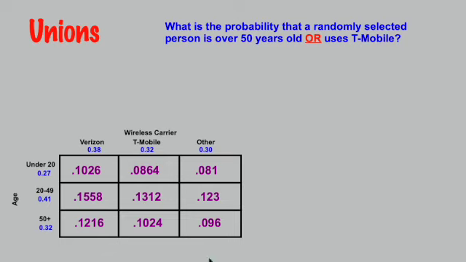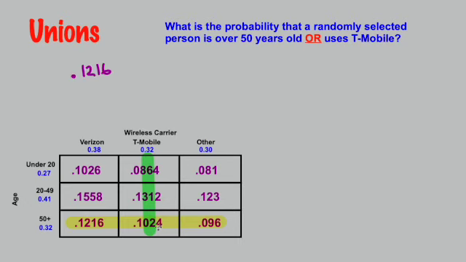So I'm going to highlight the 50 or older. There's my 50 or older right there. And then I'm going to highlight my T-Mobiles, which are right here. What you're going to need to do is look at every single box that has either yellow or green or both. So I'm looking at all of them. I see one over here, so the answer is 0.126.